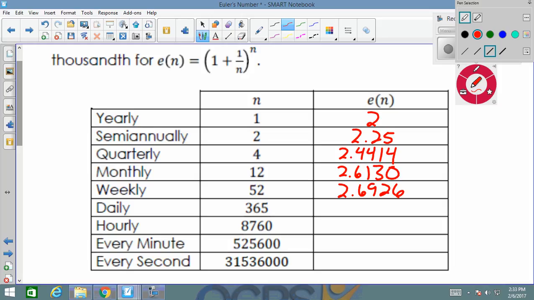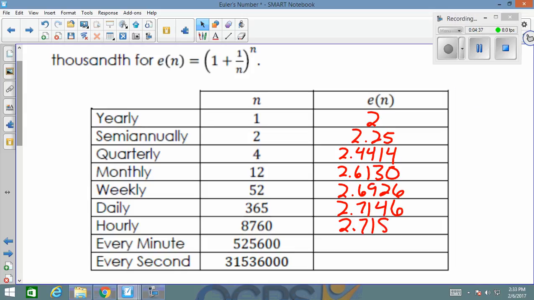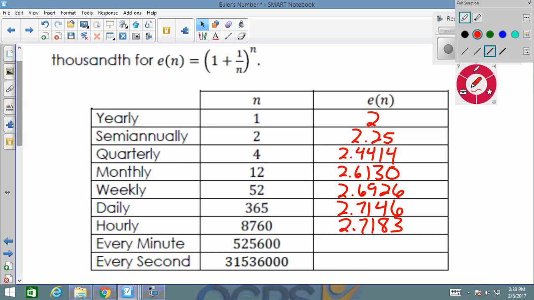So now we're going to do 365. So 1 divided by 365. Add 1 to it, but to the 365th power, with 2.7146. Okay, then we're going to do 8,760, the hours in a year, and we had 2.7183.